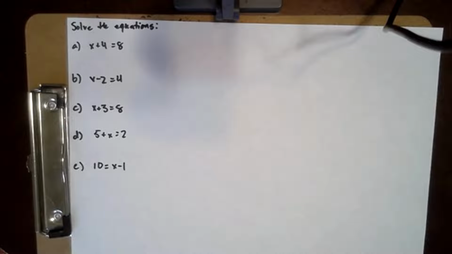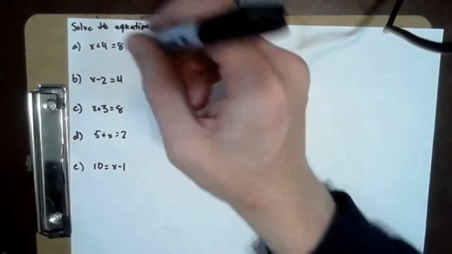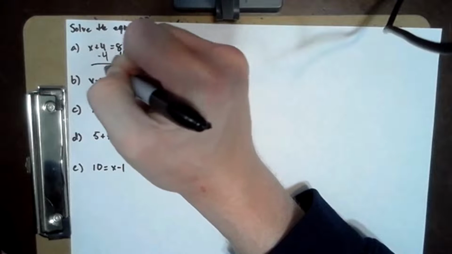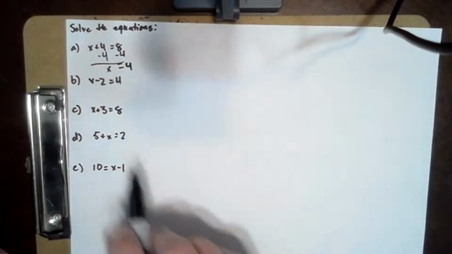In this video, we are going to look at the questions in the Chapter 7, Section 2 slides. Here we have 5 equations that we're asked to solve. So we've got x plus 4 equals 8. We subtract 4 from each side of the equation to get x equals 4.